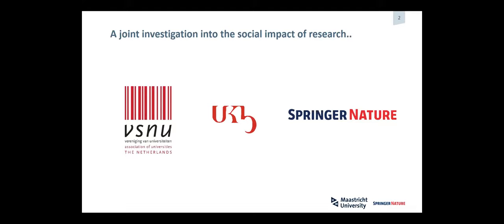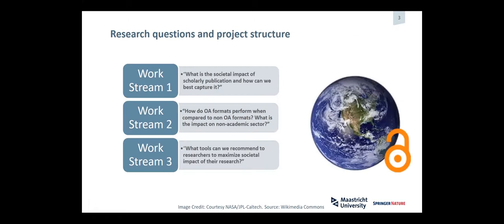The group consisted of representatives from three organizations. First, the Association of Universities in the Netherlands, or VSNU for short. Second, the UKB Consortium, consisting of 13 universities and the Royal Library of the Netherlands. And finally, Springer Nature. The first thing we did as a team was to finalize the main research questions.